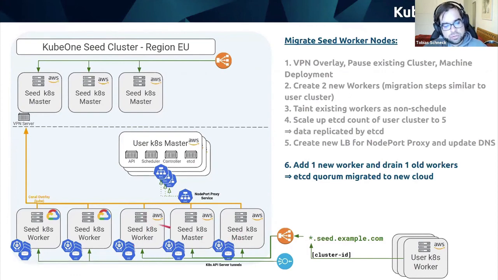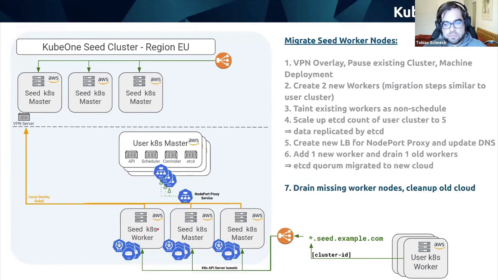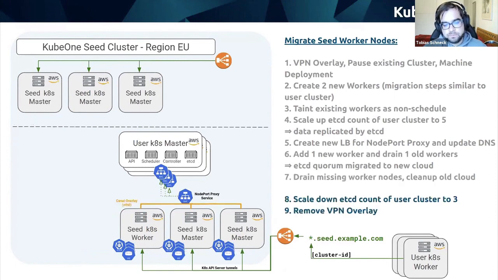That is the most reasonable target. So now we are safe and we can remove the old GCP worker nodes and clean up the old cloud resources. That means we scale down to etcd level 3. We then remove the VPN overlay, and we now have the kernel overlay routing between the workers again over eth0. So then we have successfully migrated every user cluster in the seed cluster to the new cloud.